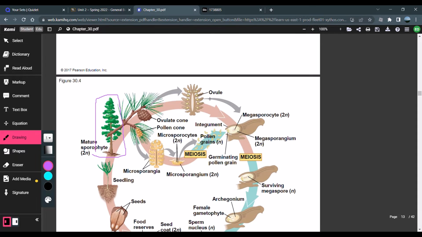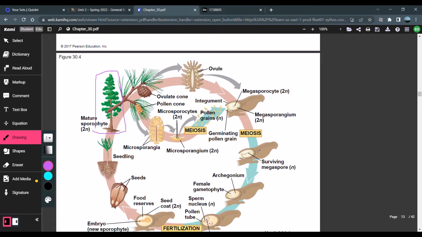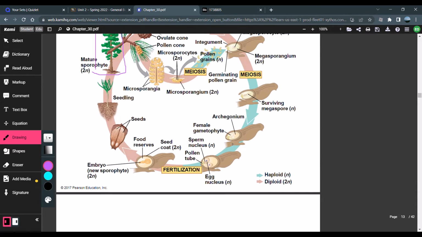So, let me rephrase that again. The pollen grain meets at the micropyle of the ovule. The megasporangium creates megaspores. Megaspores will be turned into the female gametophyte. Then a pollen tube would grow towards the female gametophyte, and through that pollen tube, two sperm will go down and fertilize the egg.